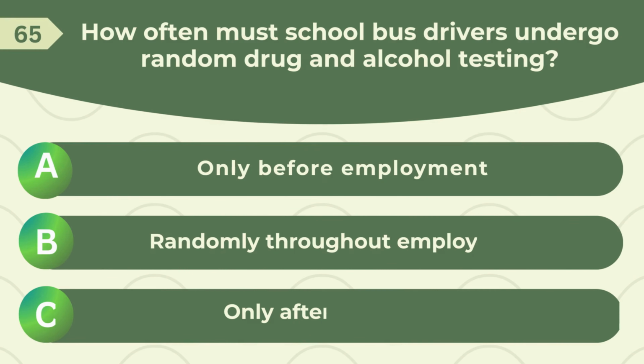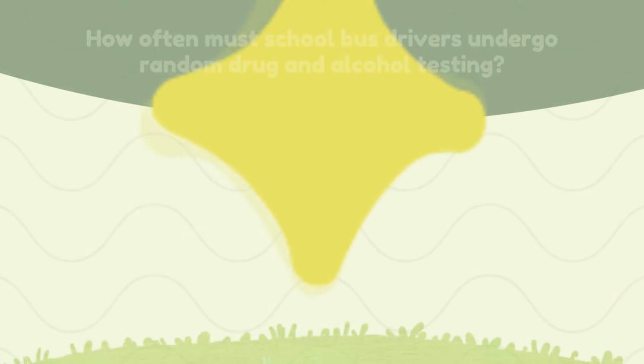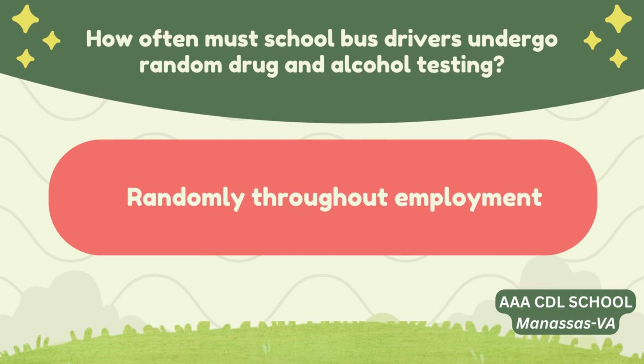How often must school bus drivers undergo random drug and alcohol testing? A. Only before employment. B. Randomly throughout employment. C. Only after an accident. Correct answer: Randomly throughout employment.